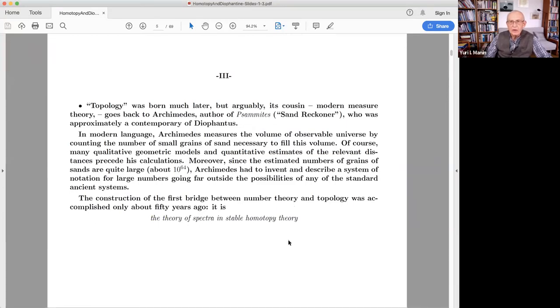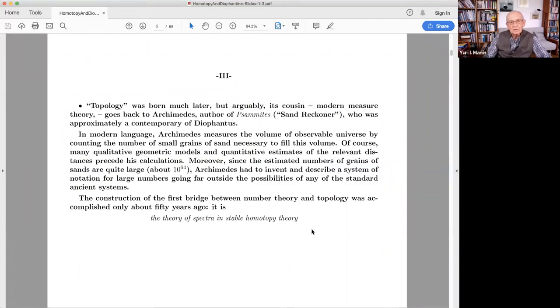Anyway, I want to argue that the construction of the first bridge between number theory and topology was accomplished only about 50 years ago, around 1970. It is the theory of spectra in stable homotopy theory. And this is the main subject of my talk, this bridge.